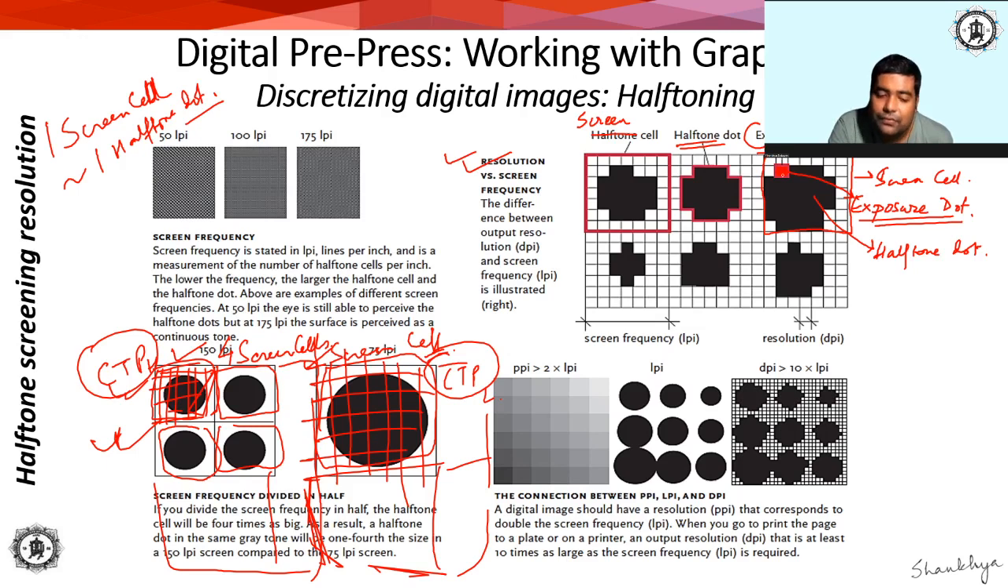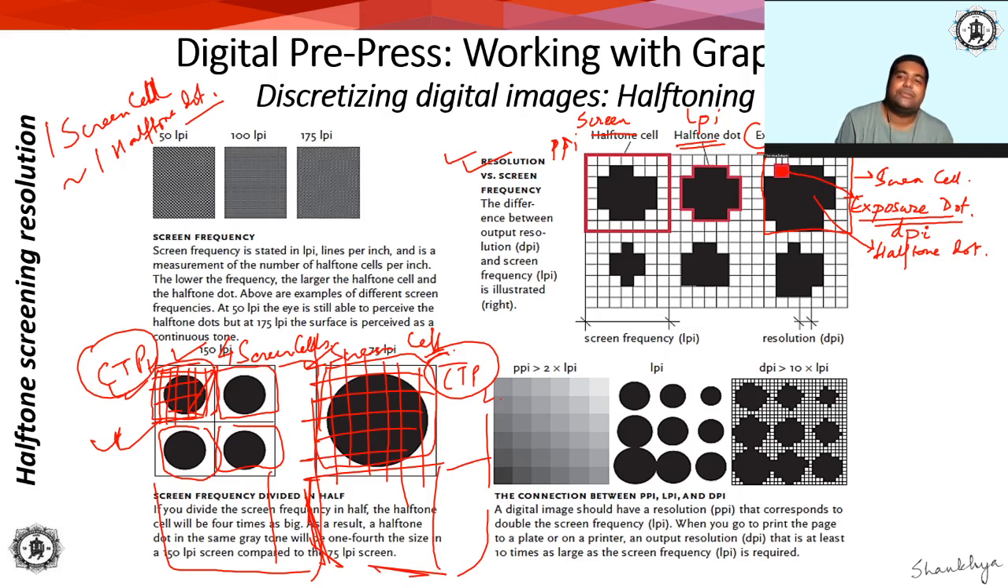Right? Now the question comes, screen cell is measured with what? What is the resolution of the screen cell? Screen cell's resolution is PPI, is it not? Halftone dot's resolution is LPI. Then what is the unit of resolution of the exposure dot? How to measure how many exposure dots? It is DPI. I had intentionally not talked about DPI for quite a long time, but from this class onwards I will also be talking about DPI.